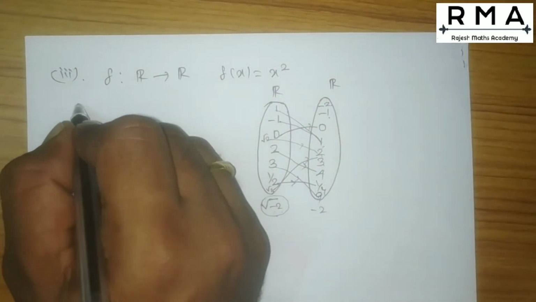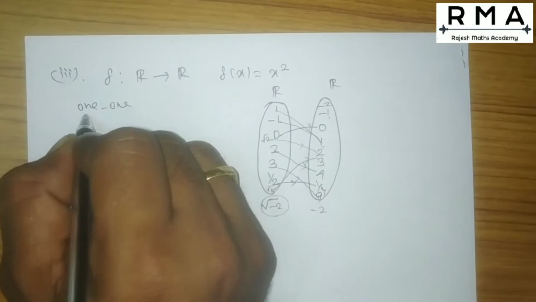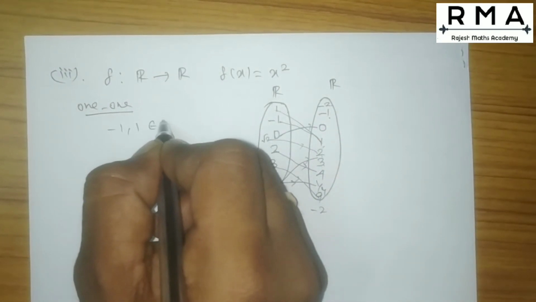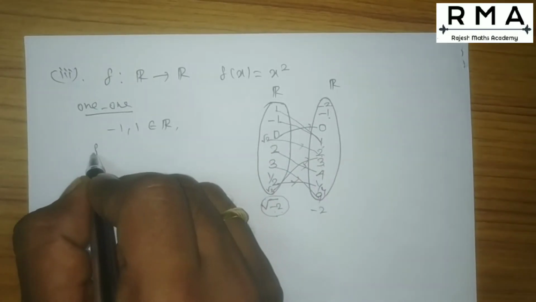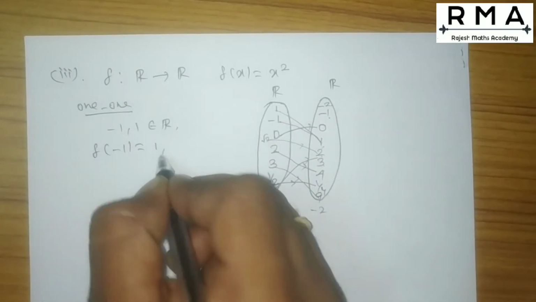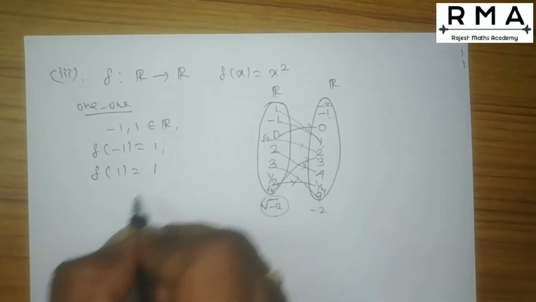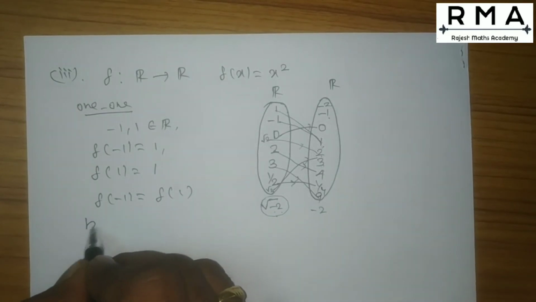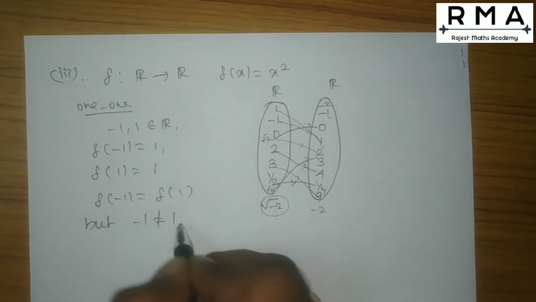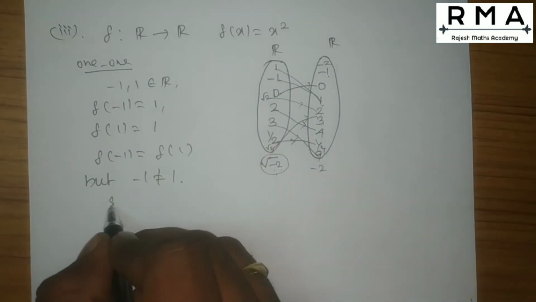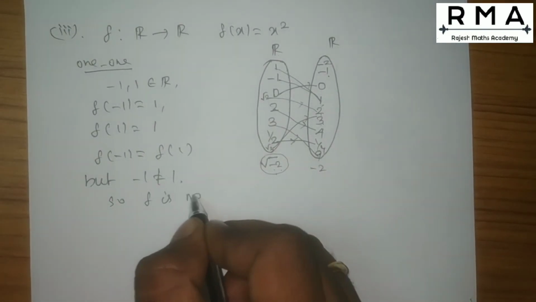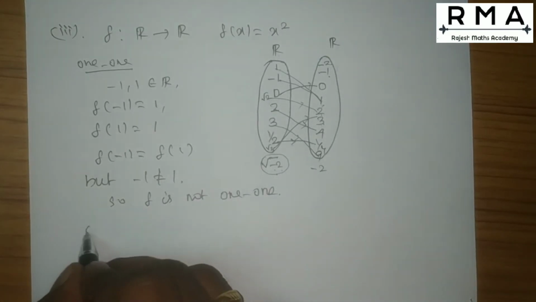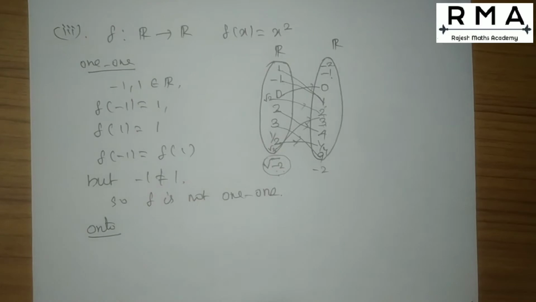Now I write the 1-1 proof and onto proof. What about 1-1? Same, -1 comma 1 belongs to real numbers. f of -1 equals 1, f of 1 equals 1, so f of -1 equals f of 1, but -1 is not equal to 1. Clear? So I can say f is not 1-1. What about onto? Already I said it is not onto. I am writing the proof.